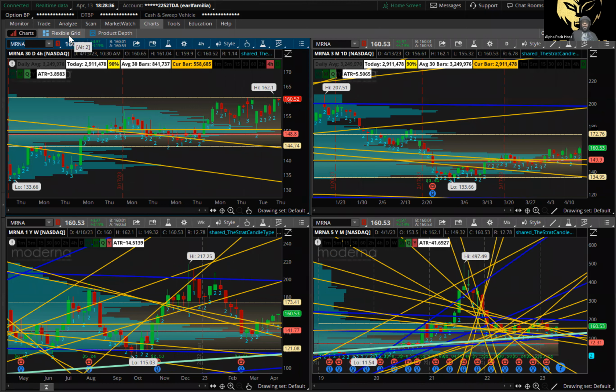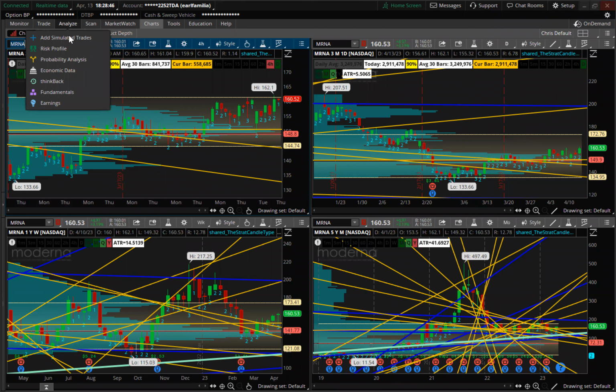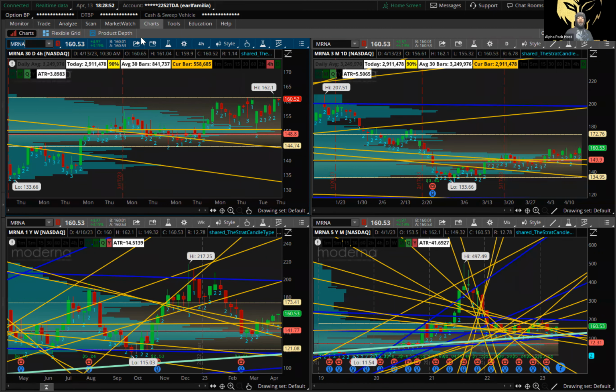Looks like Moderna has had a strong few weeks. It's not breaking out strong, but it's creating higher lows, but not much upside movement. In a sense, you're getting more of a higher low than a higher high.